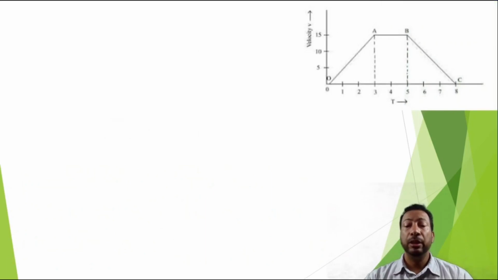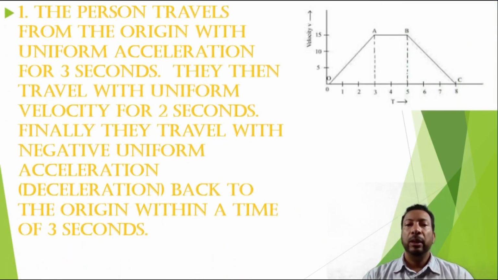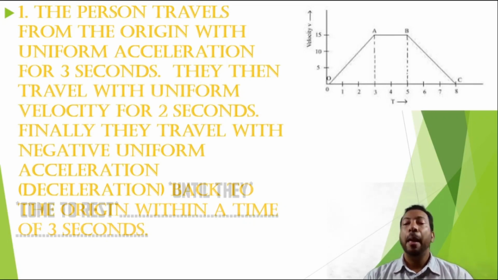If we're to describe this journey in words, we can say that the person travels from the origin with uniform acceleration for 3 seconds. They then travel with uniform velocity for a further 2 seconds. Right? And we know it's 2 seconds because that's the difference between 3 and 5. And finally, they travel with negative uniform acceleration, or you could just say deceleration.